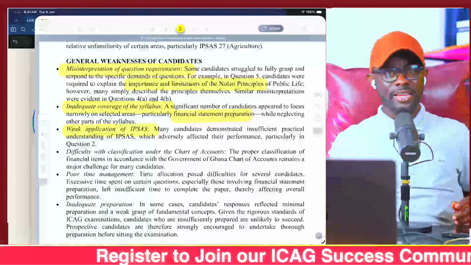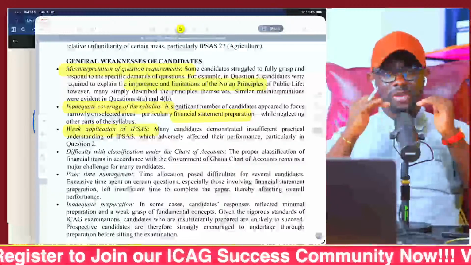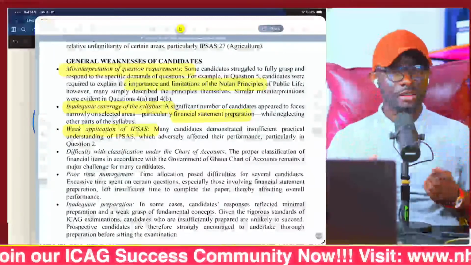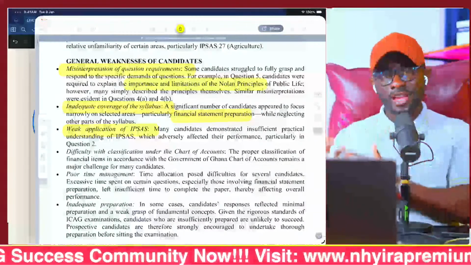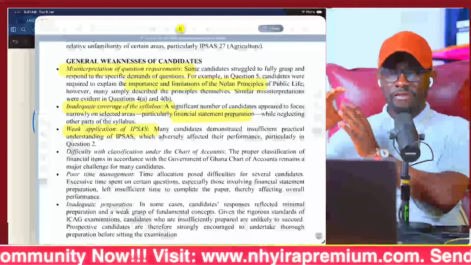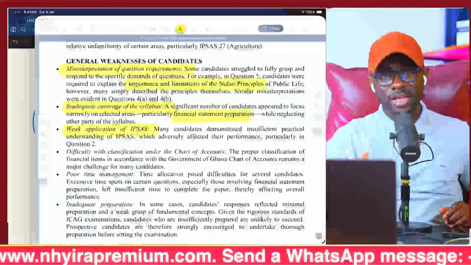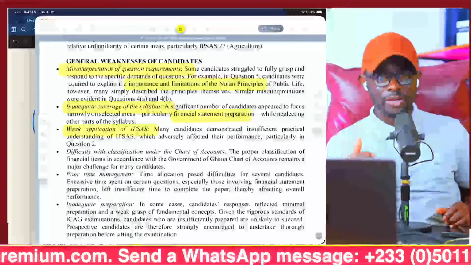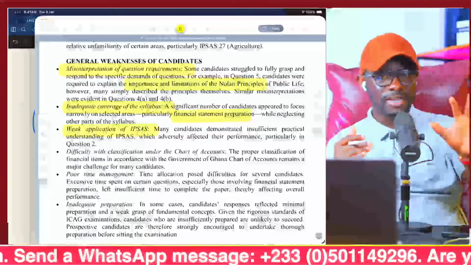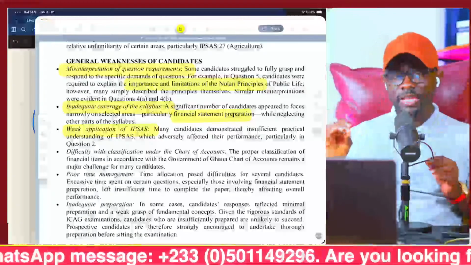Third, weak application of the IPSAS. You must understand that now IPSAS have become integral to the public sector accounting and finance examination, just like how the accounting standards are integral in financial reporting and corporate reporting. So if you are going into the public sector examination, you must be strong on your IPSAS, because we're going to have a 20 marks dedicated question on the IPSAS in the exam hall.